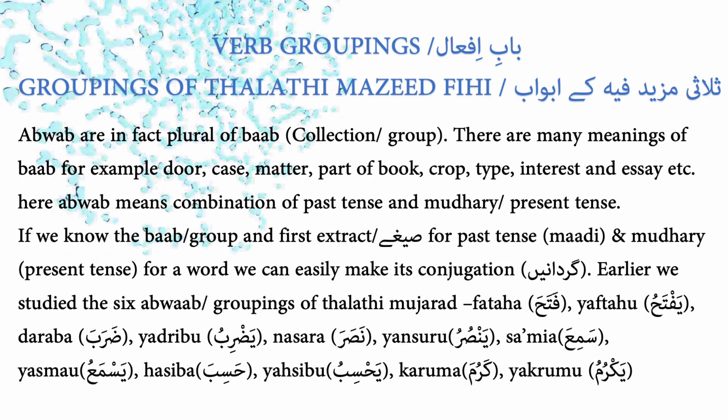If we know the bab or group and first extract sigha for past tense madi and mudari present tense for a word, we can easily make its conjugation, gardan. Earlier, we studied the 6 abwab or groupings of thalathi mujarrad: fataha yaftahu, daraba yadribu, nasara yansuru, sami'a yasma'u, hasiba yahsibu, and karuma yakrumu.